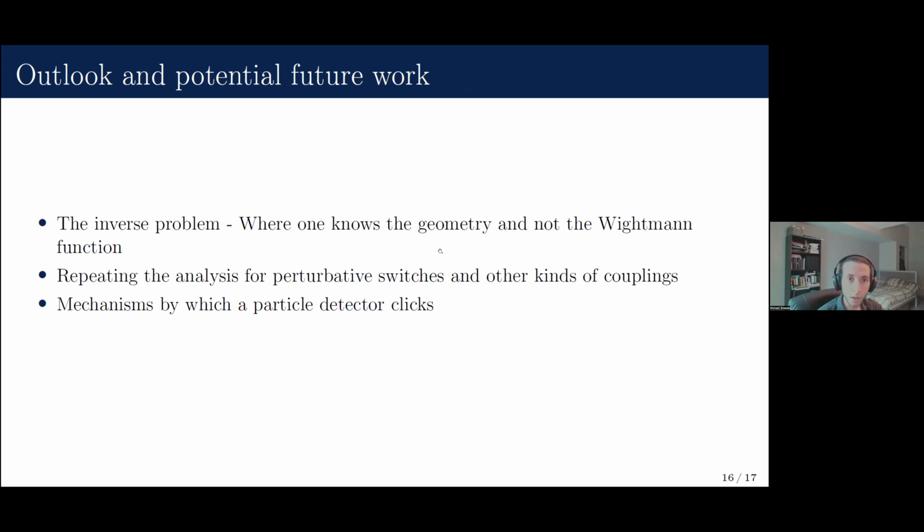And with that, I would just like to conclude and discuss some outlooks for potential work. We've motivated the problem in terms of formulating these geometric properties of space-time in terms of measurable things about quantum fields. But there's also a low-hanging fruit where we discuss the inverse problem. More often than not, one in RQI would know the geometry and not the Wightman function. And I think another interesting direction is repeating the analysis perturbatively or for other kinds of switches, for other kinds of couplings like nonlinear or derivative coupling. And with that, I am done. Thank you so much.